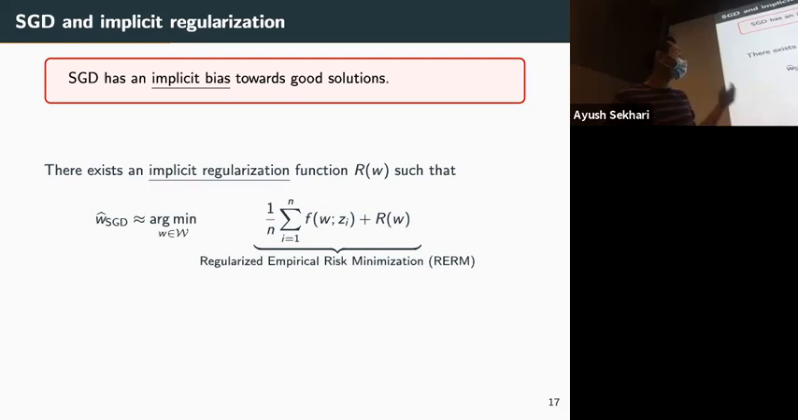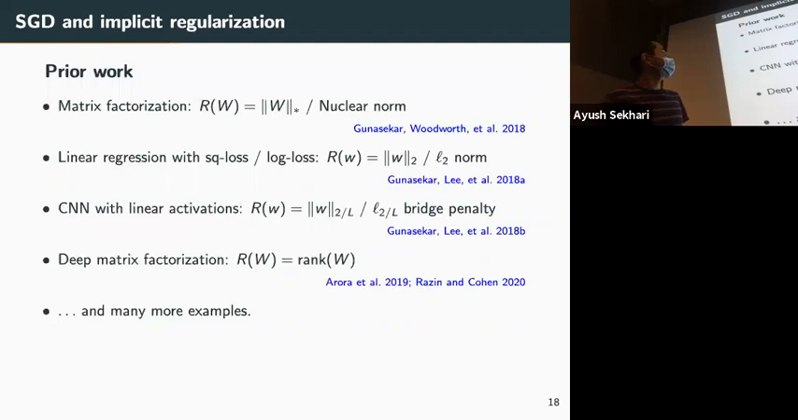So the idea is for problems where SGD works, there exists some implicit regularization function R(w), such that the solution that is returned by SGD is approximately equal to a minimizer of the empirical loss regularized with this function R(w). In fact, for many problems like matrix factorization or convolutional neural networks, the existence of this regularization function has been explicitly shown. And this might lead one to surmise that maybe this is a universal phenomenon, in the sense that whenever SGD works, there exists some regularization function that explains the success of SGD for that problem.